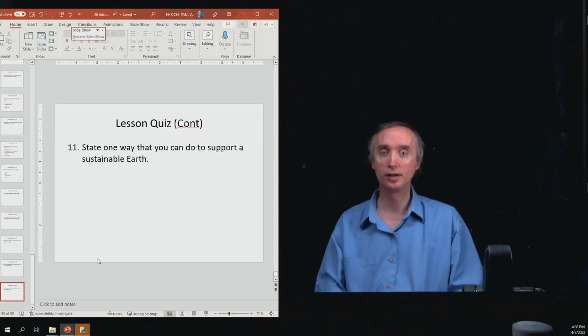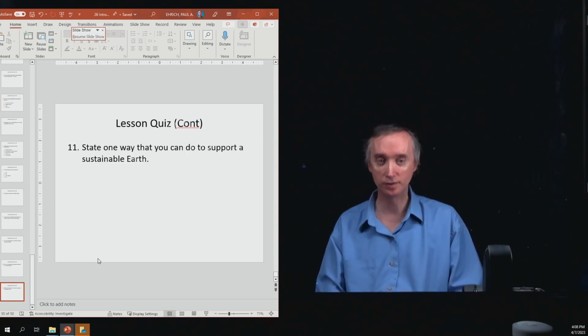And then finally, number 11, state one thing that you could do to support a sustainable Earth. And so we talked about instead of buying bottled water, to have water in a jug or something to carry around with you. Talked about having energy efficient appliances and light bulbs in your house, cutting down on the amount of meat that you eat, cutting down on the number of children that you have. So these are all different ways that you could support a sustainable Earth.